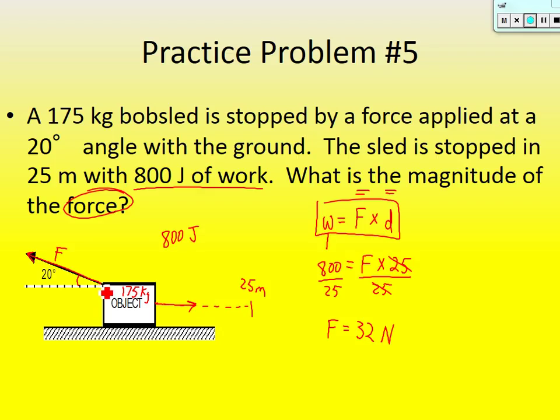So what we just solved for was not this force because it was on an angle. What we solved for was Fx. Okay, so Fx is equal to 32 newtons. And what the question wants is for you to figure out what the force is here on the hypotenuse of this triangle. Okay, so we're really not done yet.